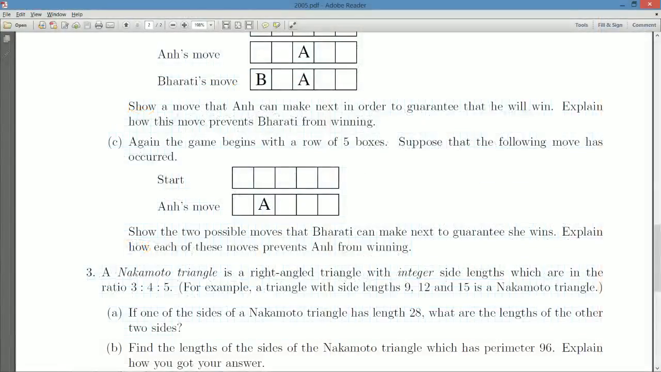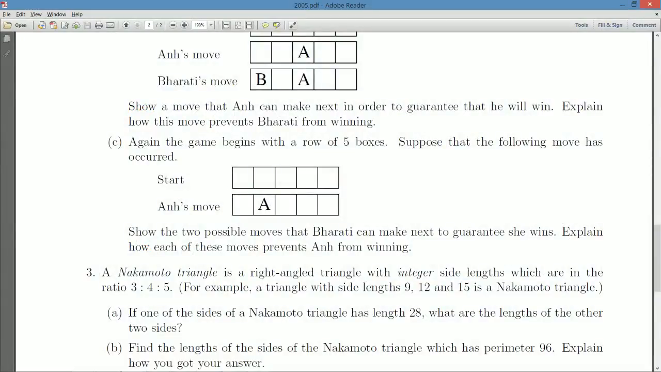So for our experimentation, we could have just erased the word experimentation and just said, let's try a few, and then that justifies why a single box won't work. So explain how each of these moves prevents On from winning: because he's forced to play single boxes. There's 2 left, so he's got to take one, and then the other one is ripe for a little B to be put into it. So it's a good little game.